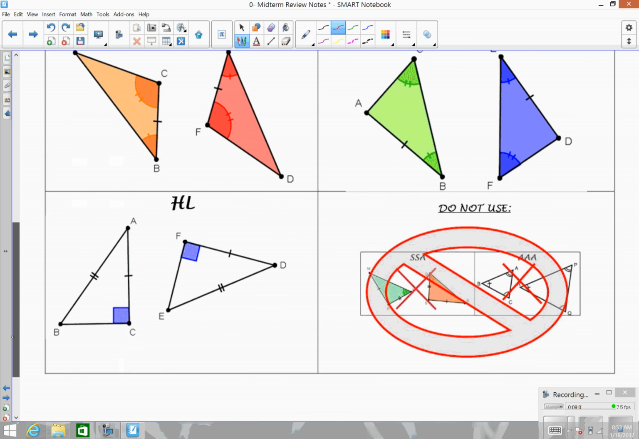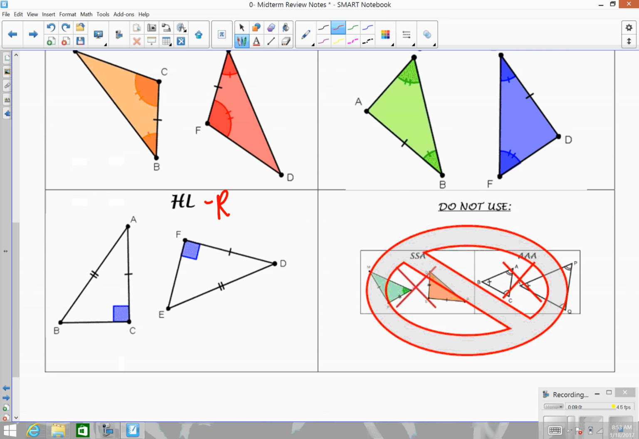And then HL, we often write dash right triangle because it only works in right triangles. So HL dash right triangle. And then the 2 that don't work are your SSA, or the donkey theorem, spells a bad word backwards, so it doesn't work, or AAA, that's who you call when your car is broke, so that one also doesn't work.